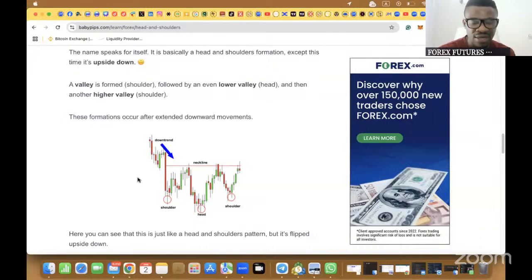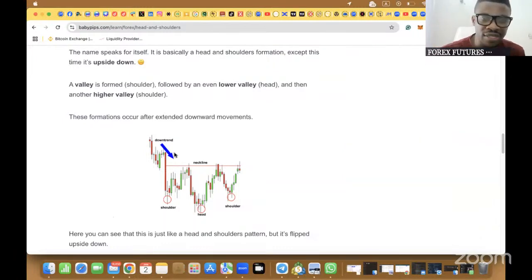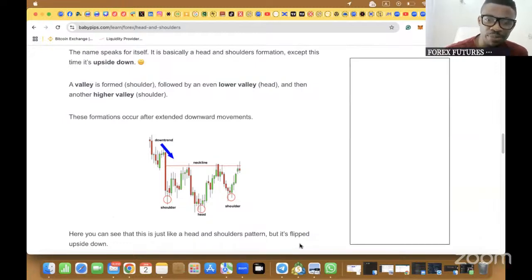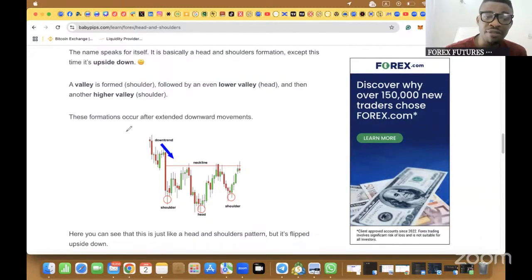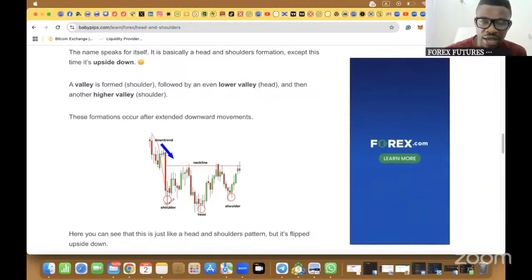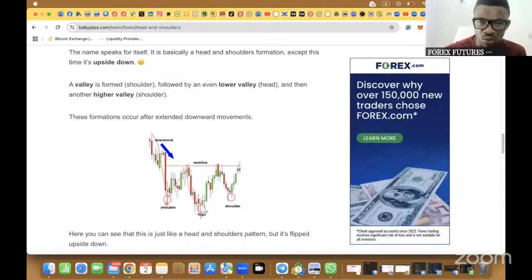Showing you the pattern, identifying the pattern, and showing you how to trade the pattern. So in this case, it is the fourth pattern, the inverted head and shoulder. The price drops from a height, forms a first shoulder, forms a neckline, forms a head, which is the lowest one, just an inversion, forms a neckline, comes down, forms a second shoulder.